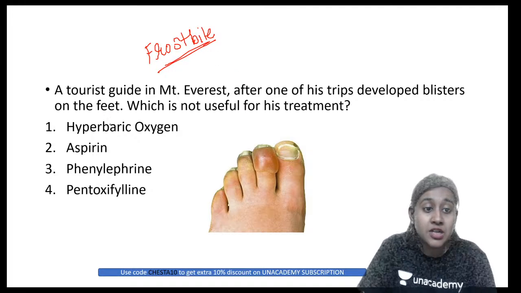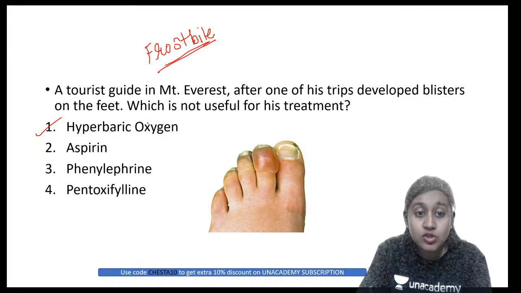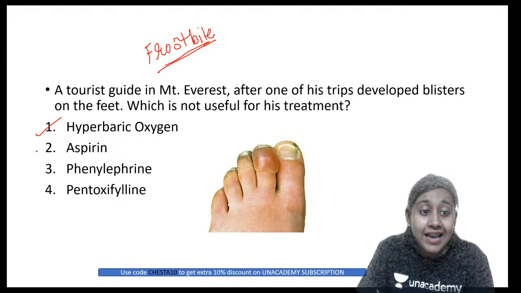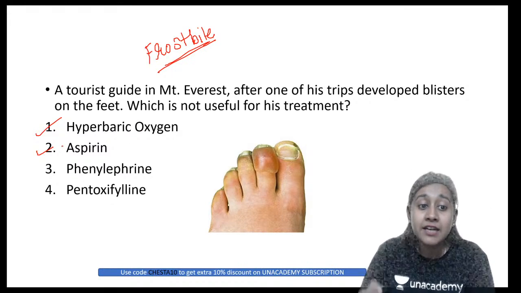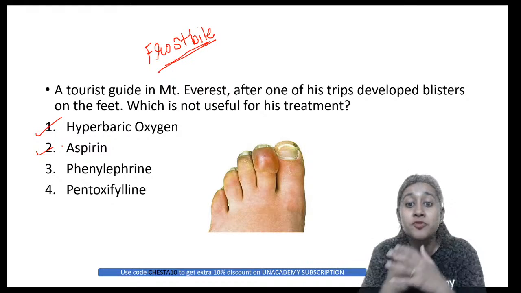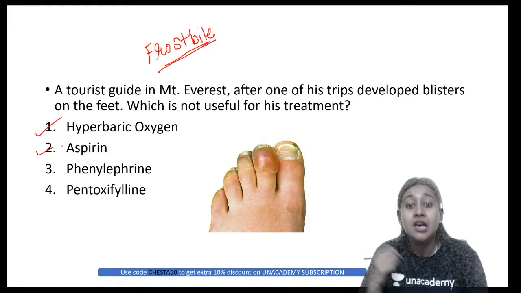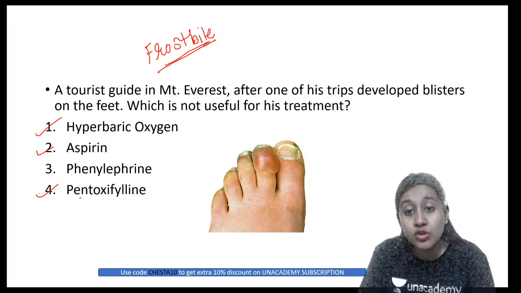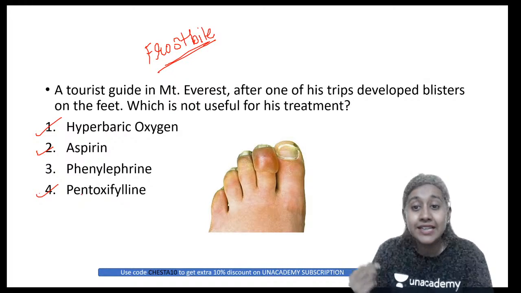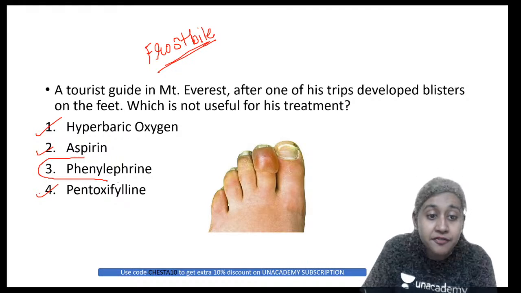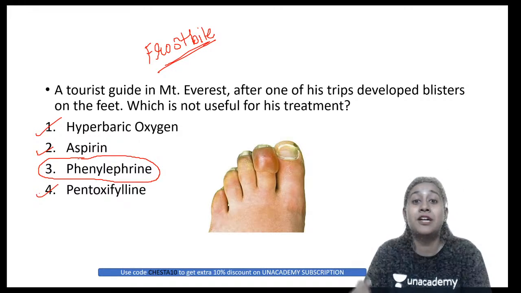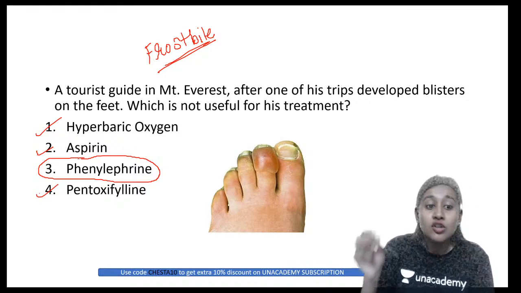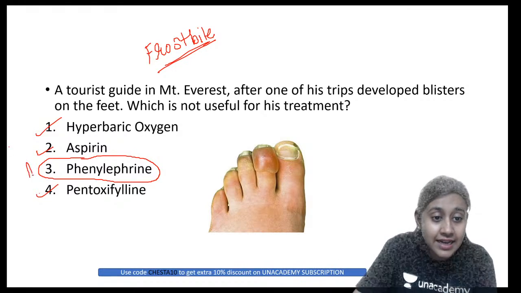So in option number 1, hyperbaric oxygen, yes, you will give hyperbaric oxygen to increase the oxygen supply to that area. Aspirin, yes, you will give aspirin. Why? Because aspirin will inhibit platelet aggregation and will increase the flow to that area. Pentoxifylline, again it is a vasodilator, so you will give pentoxifylline. But phenylephrine will not be given because it will cause paradoxical vasoconstriction, and we do not want any vasoconstriction here. So the correct answer becomes option number 3, that is phenylephrine.